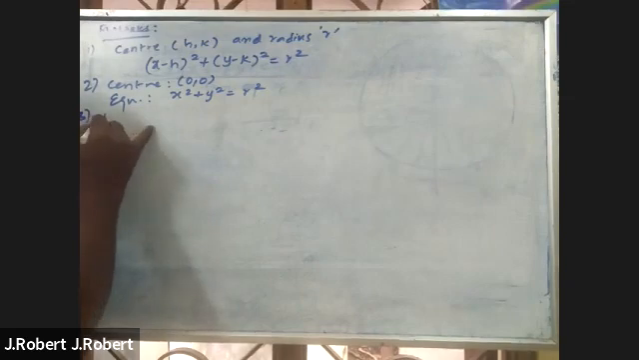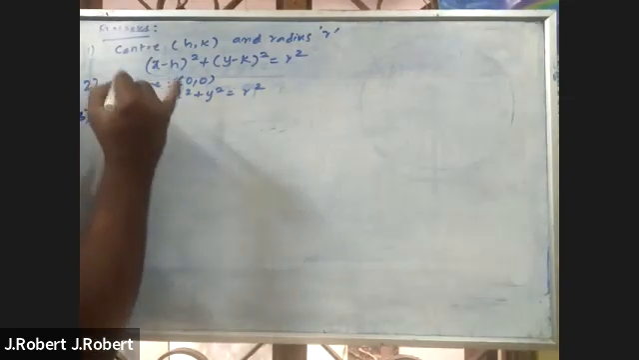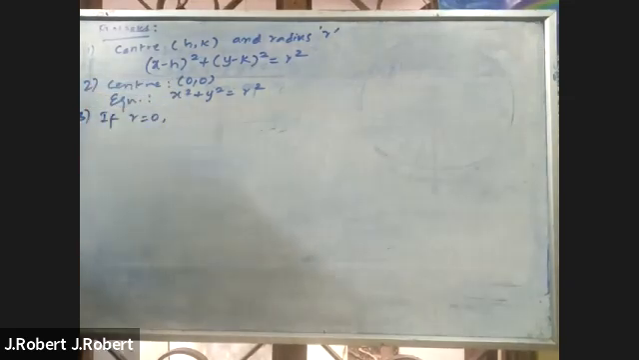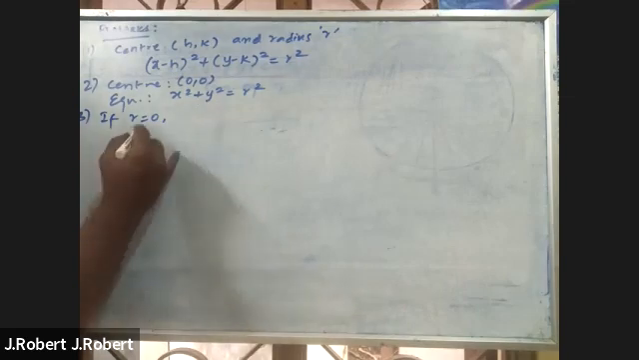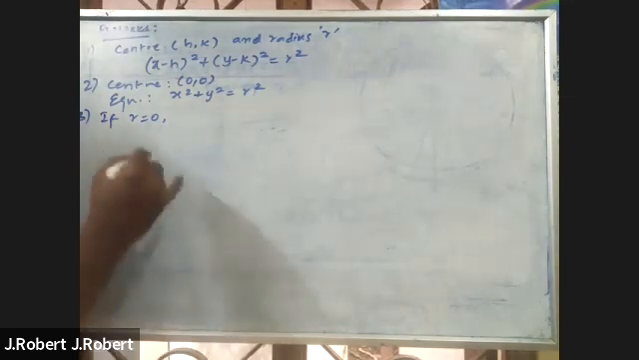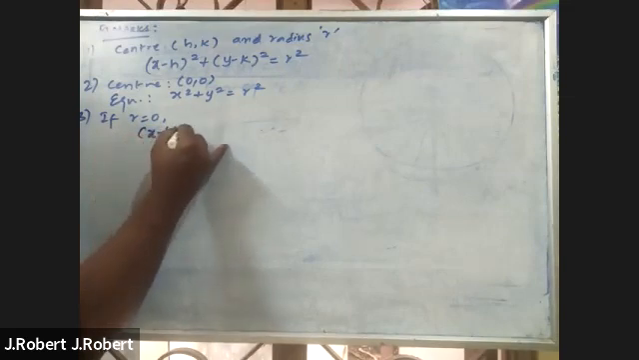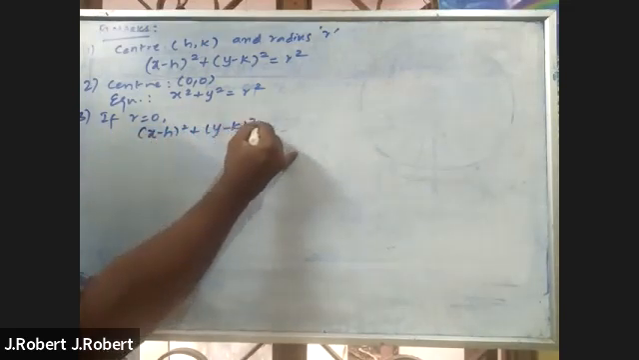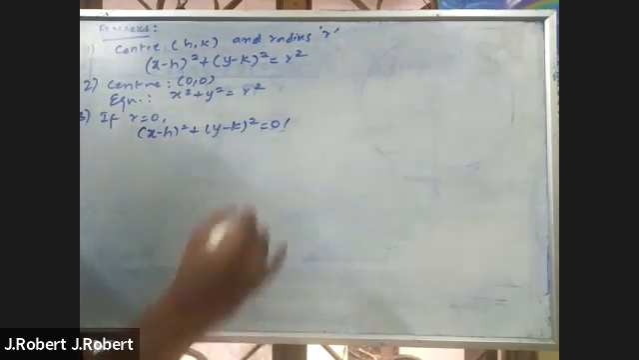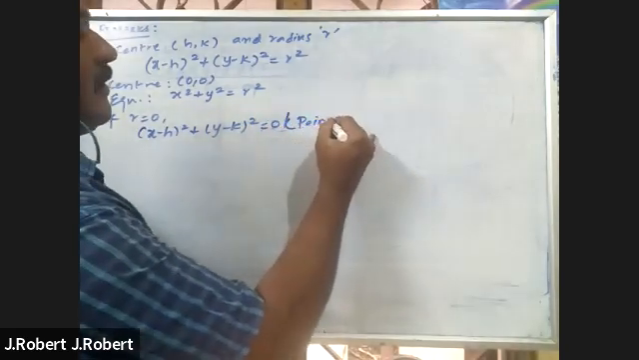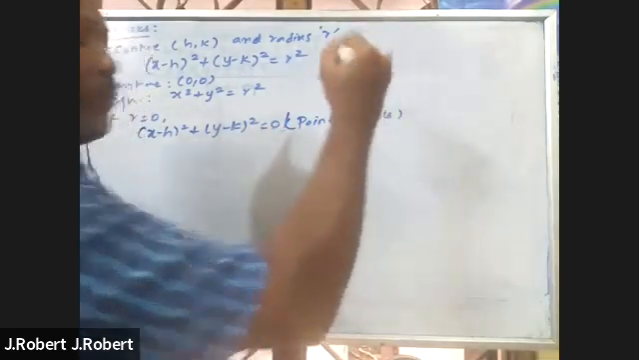Next, third one. If r is equal to 0, that is radius is equal to 0, then the equation is x minus h the whole square plus y minus k the whole square equal to 0. We can call it a point circle. The name of the circle is called point circle.